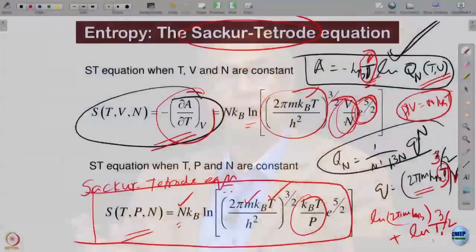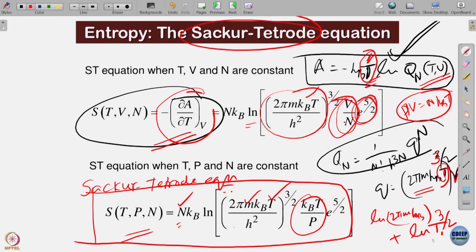So the things to remember, the things to really note, are that you have a number of particles n, the temperature T, and the pressure P. If you have the volume, that is V. This is the famous Sackur-Tetrode equation, which I discussed, and which is used in many applications.